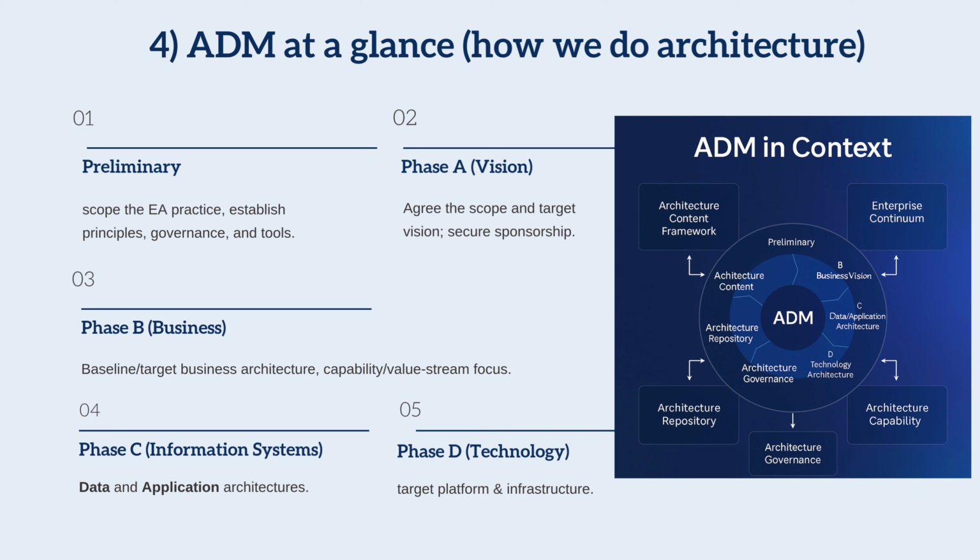It starts with the preliminary phase, where we scope the EA practice, set principles, and establish governance structures and tools. Phase A, architecture vision. We define the target vision and obtain stakeholder buy-in and sponsorship. Phase B, business architecture. We develop the baseline and target business architectures, focusing on capabilities and value streams. Phase C, information systems architecture. We address data and application architectures to ensure information and systems support those capabilities. Phase D, technology architecture. We design the target infrastructure and technical platforms.